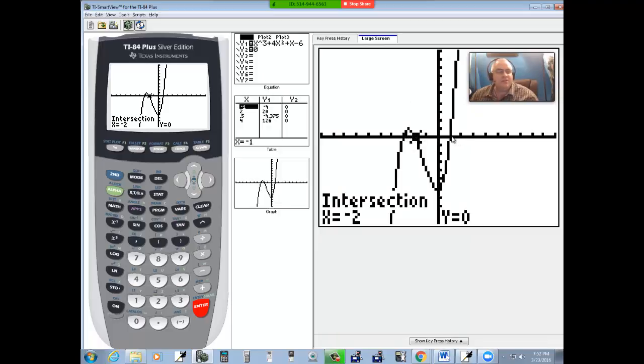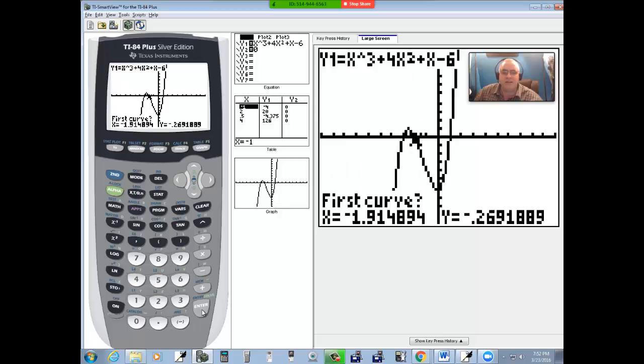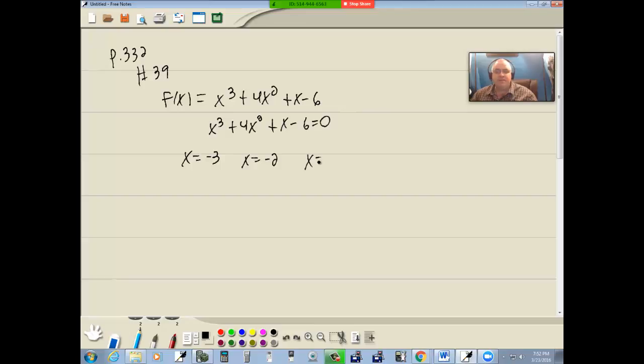Now this last answer looks like 1. So if I do second trace, choose 5 for intersect, enter on first curve, enter on second curve, and I'll put 1 in for the guess. It comes back and tells us the intersection is x equals 1. As strange as it sounds, that's the answer to the second part where it says solve the equation.